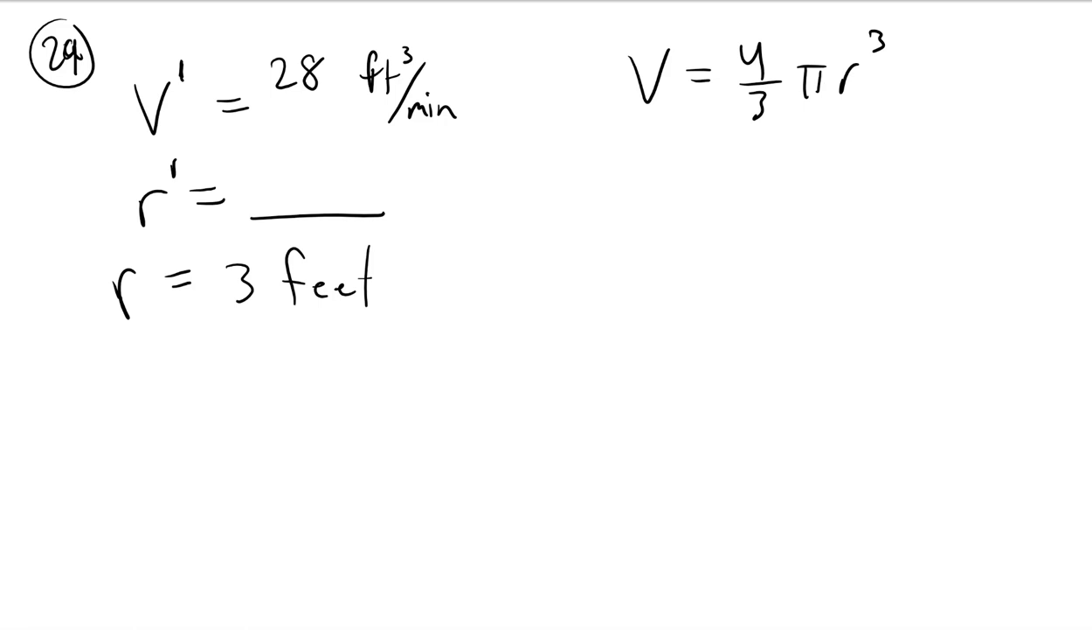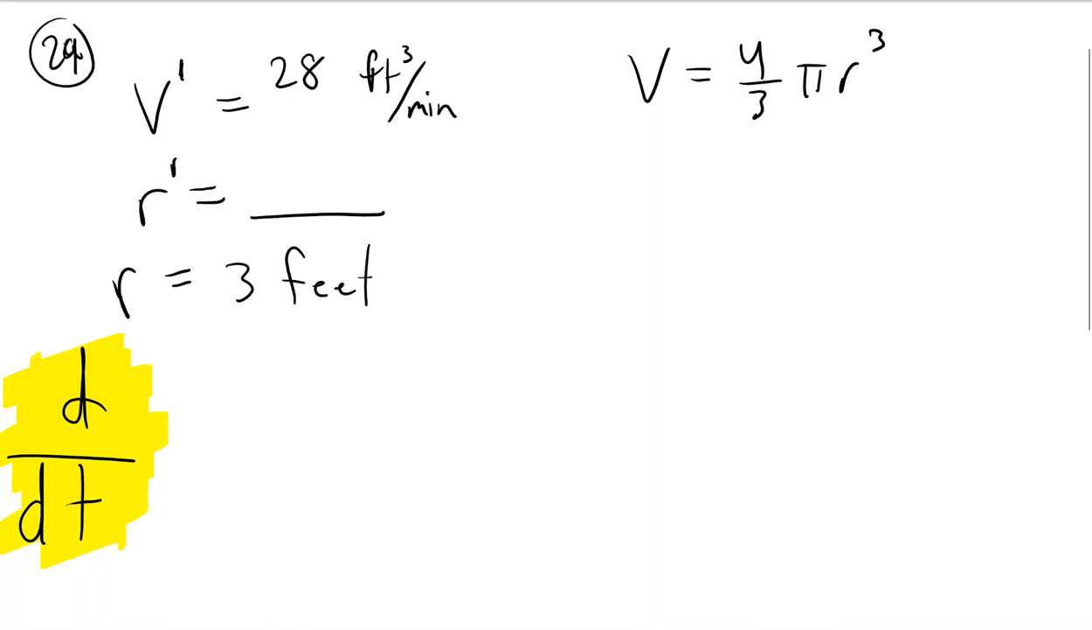But the calculus comes in right here. This formula doesn't have V primes or R primes. It's not going to have those until you take the derivative. Now, all related rate questions are with respect to time. This is an important detail. T is the variable because T is what's changing here. As time changes, there's more volume or less volume.